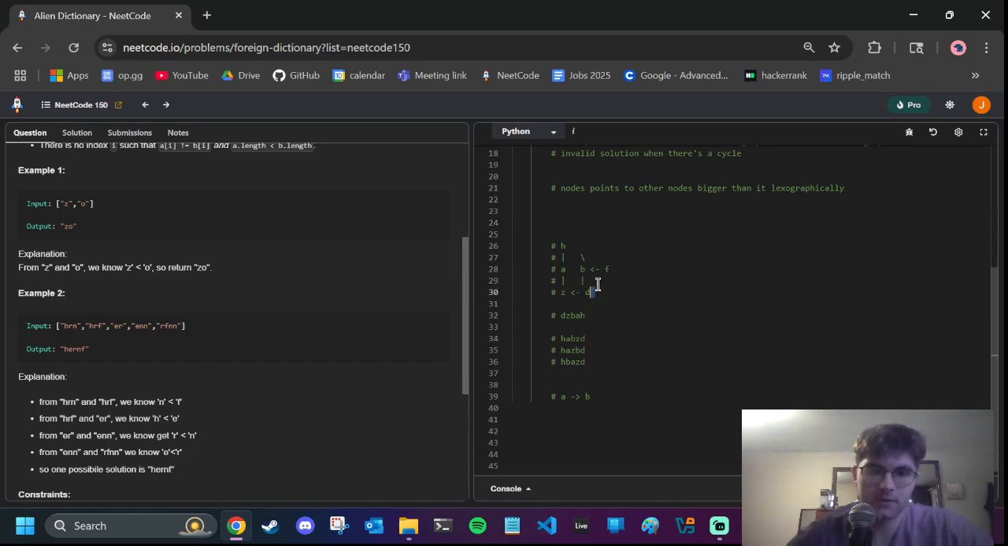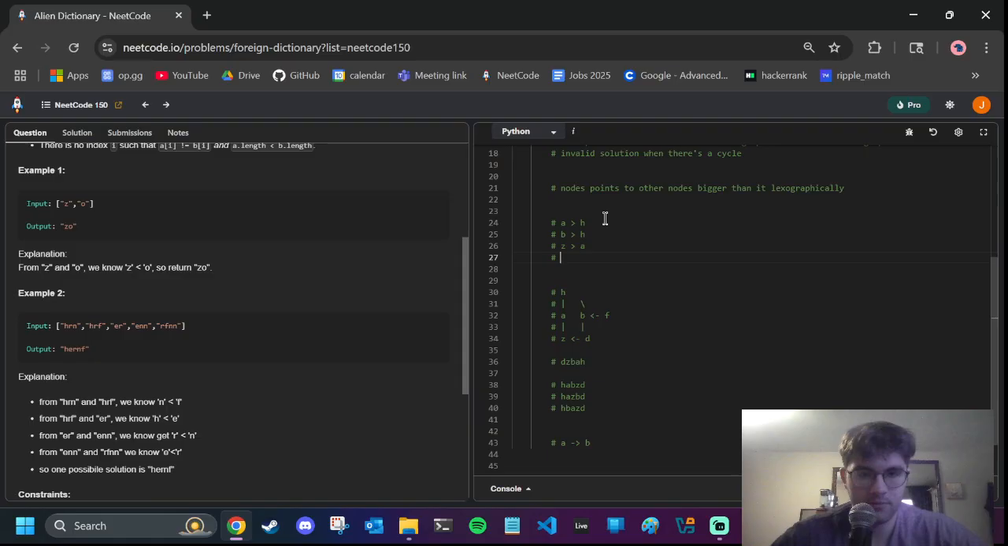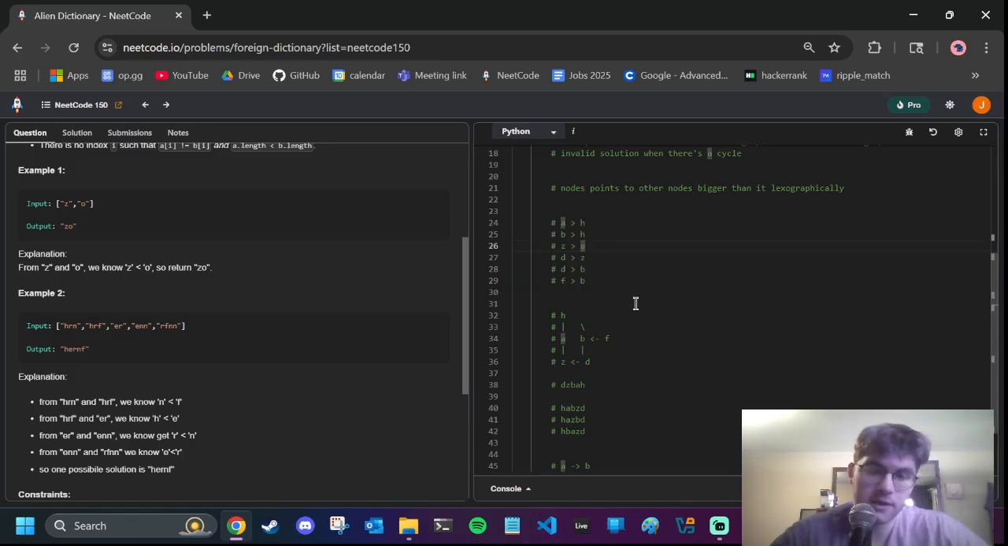Okay, so I started backwards, so now I'm trying to think: if it points to nodes that are bigger than it, then we know that A is bigger than H. We know that B is bigger than H, Z is bigger than A, D is bigger than Z, D is bigger than B, and F is bigger than B. And then when we draw it, it looks like this.